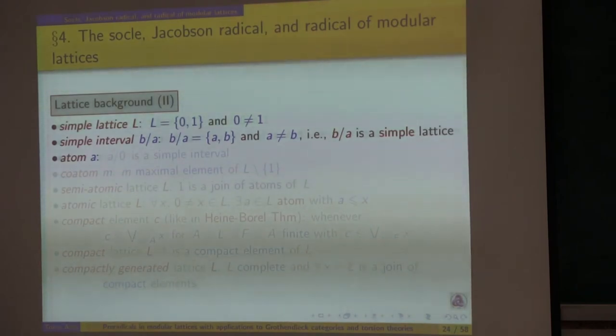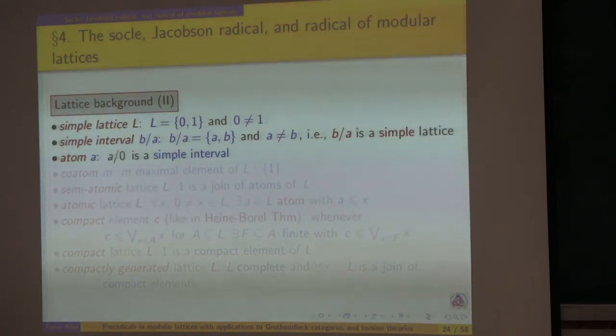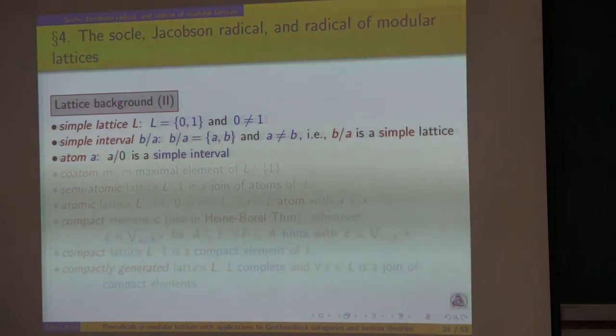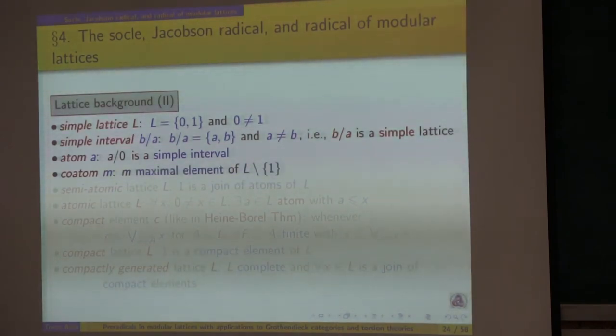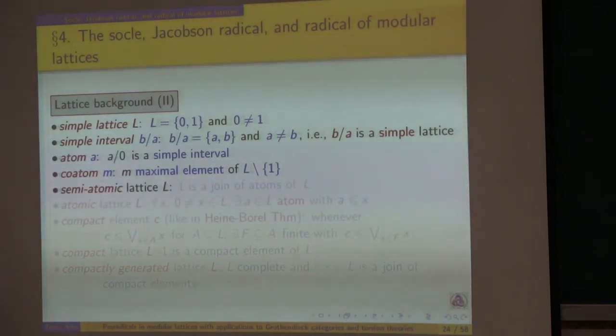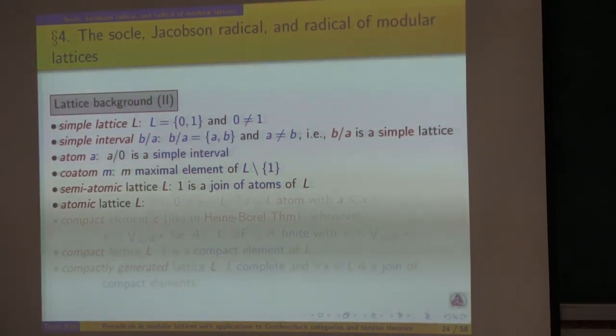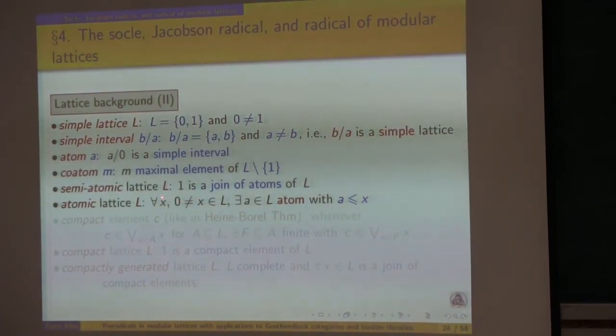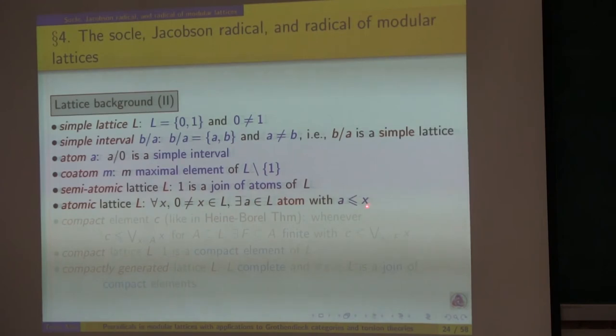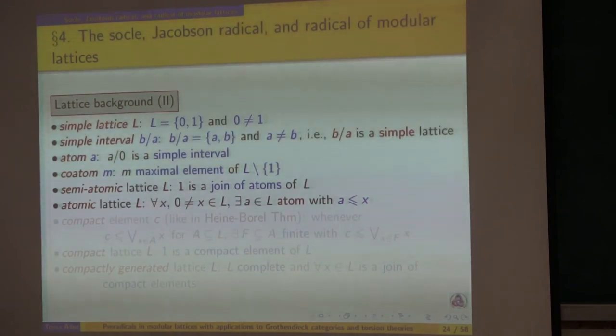Atom, what is an atom? Atom is just an element A, such that this A over 0 is a simple interval. This corresponds atom with simple modules. Coatom, the opposite, what is that? Is a maximum element. Lattice L is semi-atomic or semi-atomic lattice if one is the join of atoms. It corresponds to semi-simple modules. Atomic lattice means that for any x in L, any x has an atom which is in it.